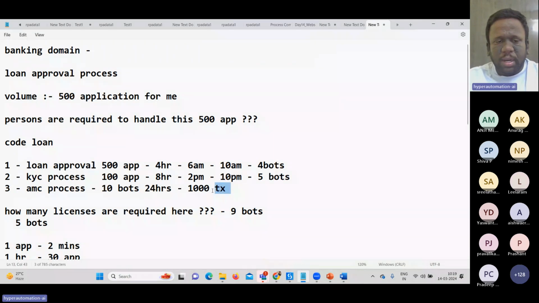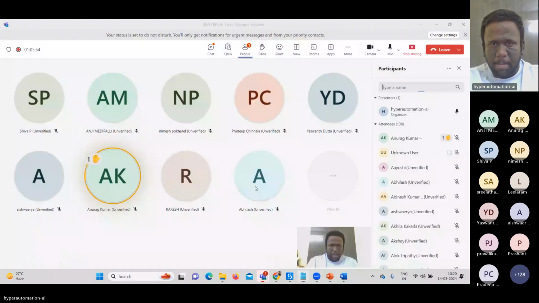So you are trying to utilize 10 virtual machines basically. Each bot is nothing but a machine here. So each machine is trying to replace an FTE. One employee is getting replaced with a machine, and a machine is something called a bot here. Hope I have answered your question.